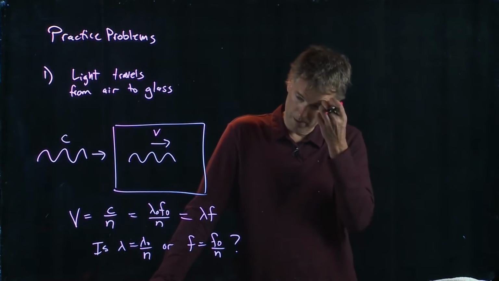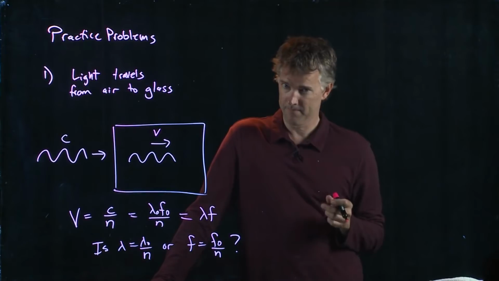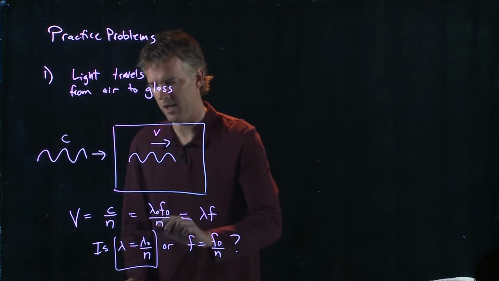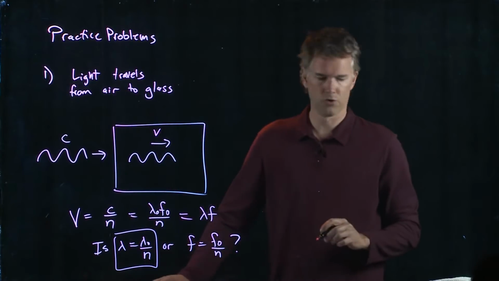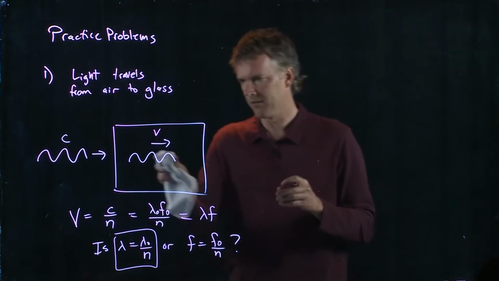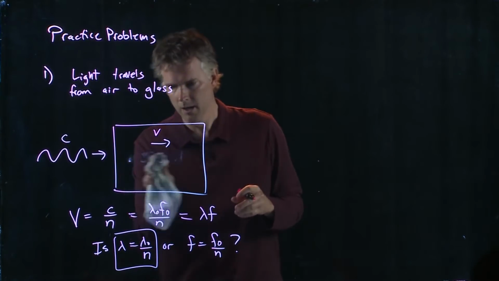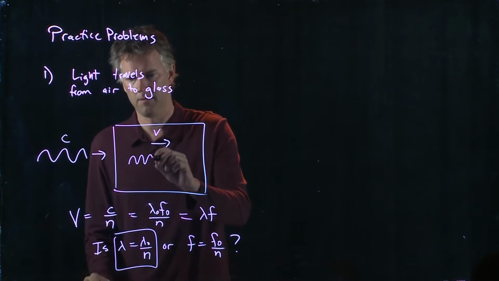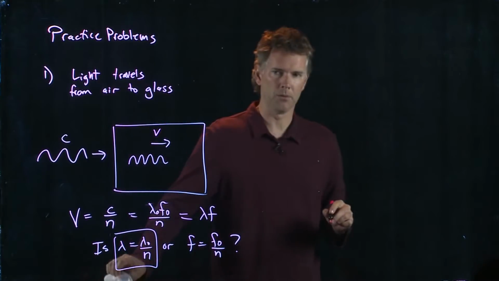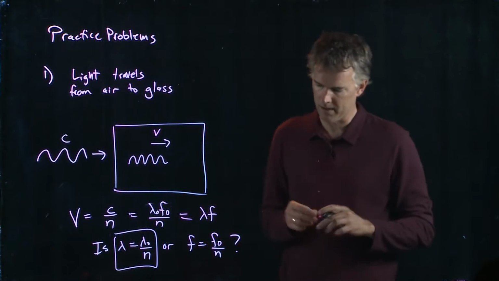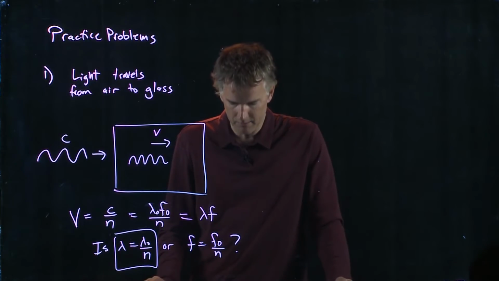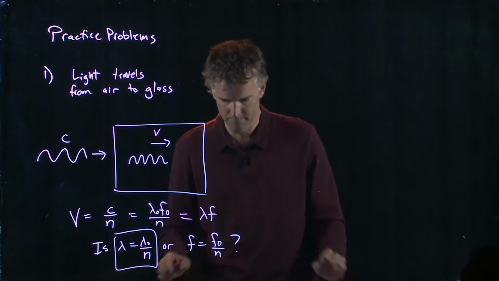So anybody remember which one is affected and which one is not? The wavelength is the one that's affected. Okay? The wavelength gets shorter, and so if we draw this in the material, we should really draw it with a shorter wavelength. Okay, propagating through the material, but it still has the exact same frequency. So we would say that the frequency is, in fact, unaffected.